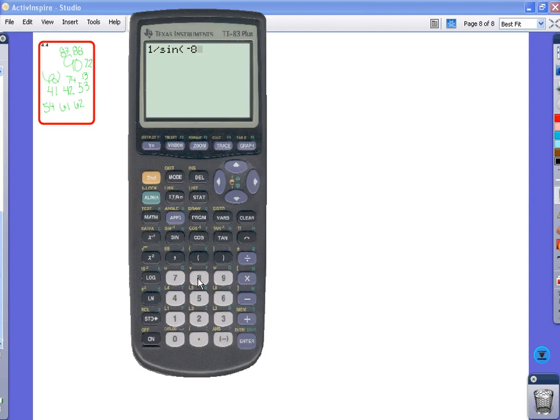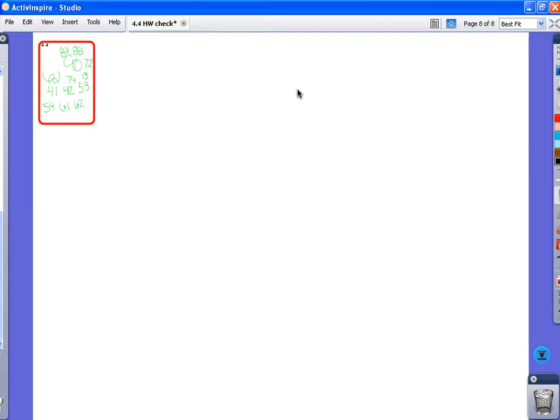Negative 8 pi over 9. If you use the inverse, you'll know why it doesn't make any sense to use the inverse. We were talking about inverses. Right now, just don't do that. 1 over the sine is different from sine to the negative 1. So the next thing is, the calculator needs to know what? Radians. So we go to mode. We are in radian mode. And so negative 2.9238.